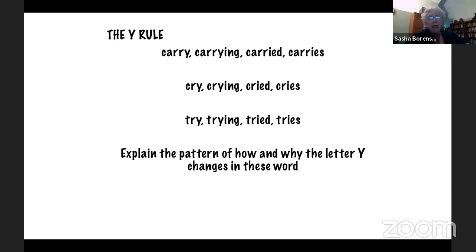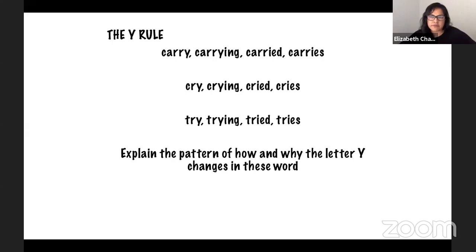In the word carry, what kind of letter comes right before the Y? A consonant or a vowel? A consonant. I agree. Now let's go to carries. We're going to add the suffix es. Does it begin with a consonant or a vowel? A vowel. And when we added the es to carry, what did we do with the Y? Did we keep it or did we change it to an I? You changed it to an I.